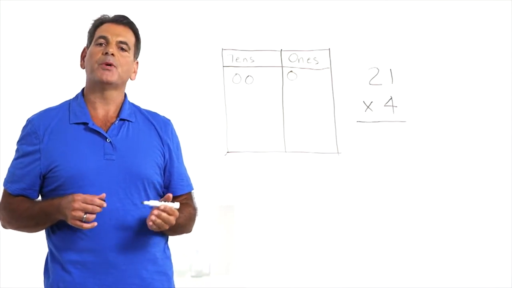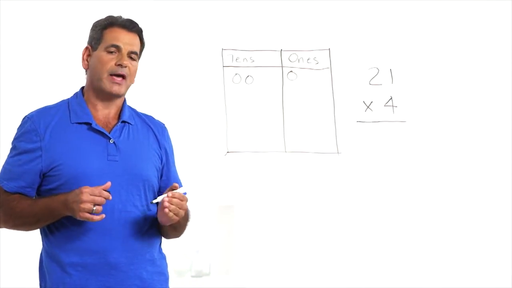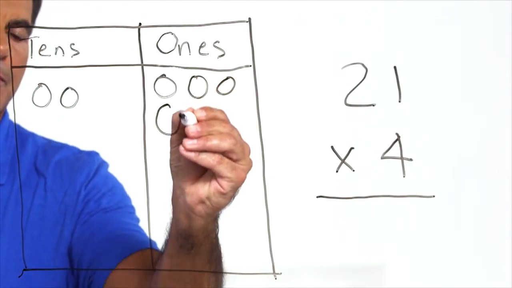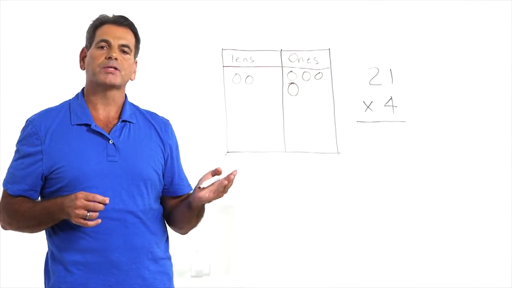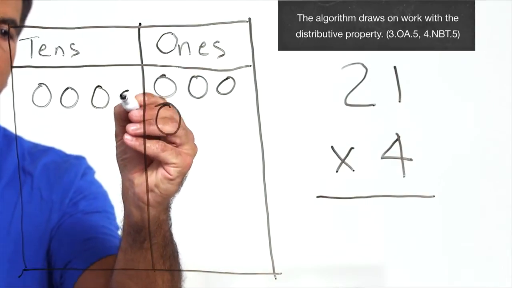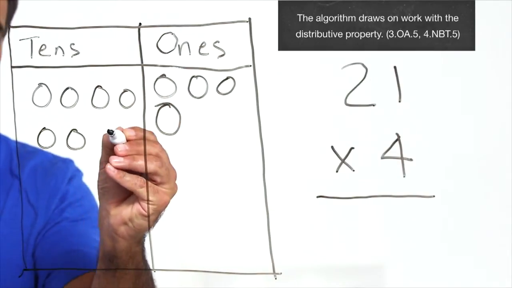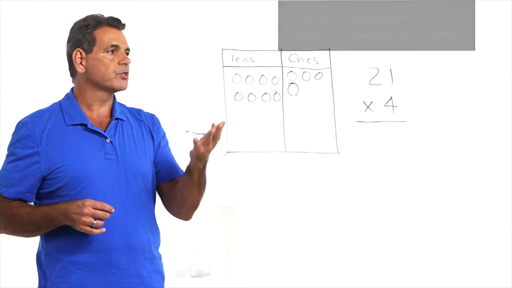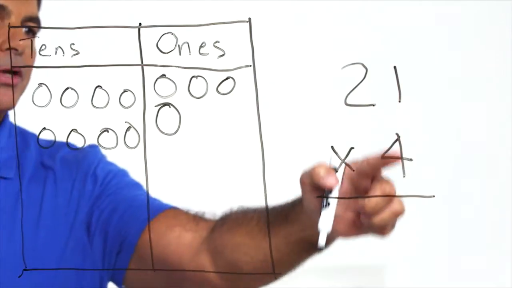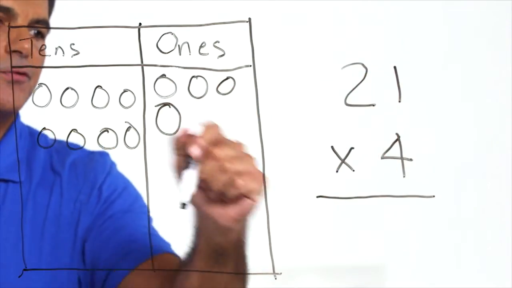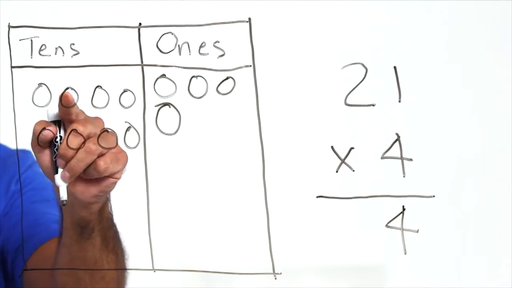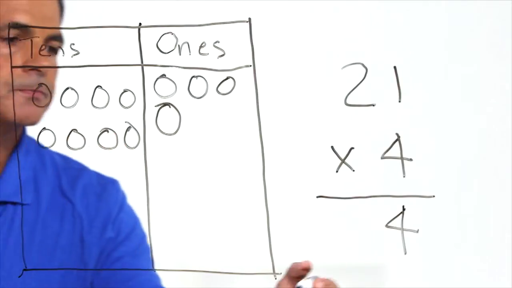And then we'll tell the students to multiply 4 times 1 and represent that in the model. 4 times 1 is 4. And then we'll ask them to multiply 4 times 2 tens. 4 times 2 tens is 8 tens. Now we'll ask them to record what they've put in the place value chart on the algorithm. 4 times 1 gave me 4. 4 times 2 tens gave me 8 tens.